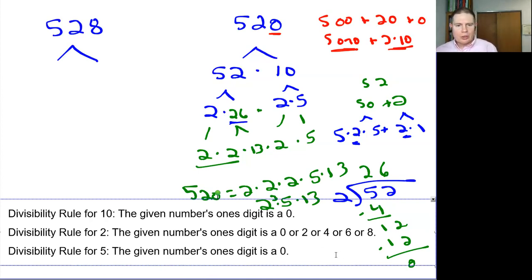So 5, we're also looking at the ones digit, and the ones digit could either be a 0 or a single digit multiple of 5. There's only one of those, right? So for 10, the ones digit's a 0, that's super easy. If the ones digit is not a 0, it's either a multiple of 2, a single digit multiple of 2, or 5, a single digit multiple of 5.